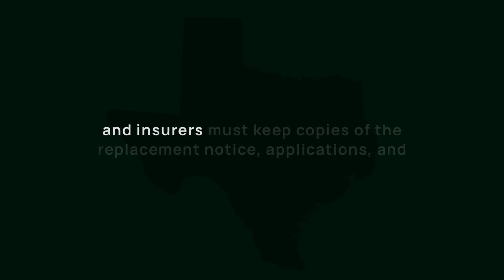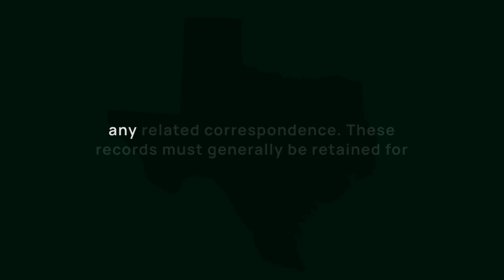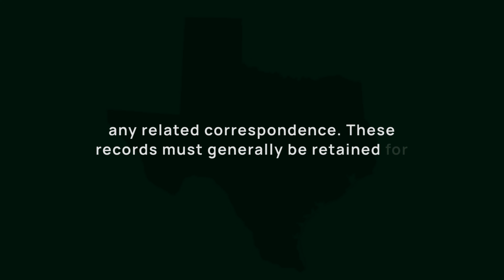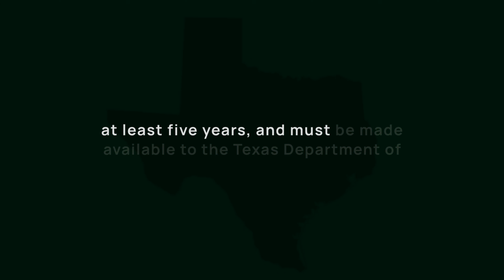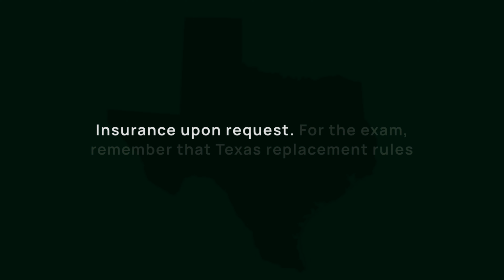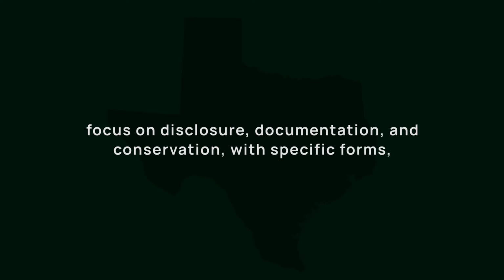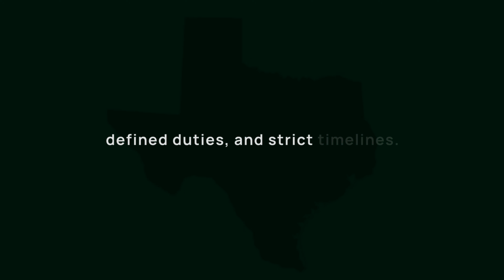Agents and insurers must keep copies of the replacement notice, applications, and any related correspondence. These records must generally be retained for at least 5 years and must be made available to the Texas Department of Insurance upon request. For the exam, remember that Texas replacement rules focus on disclosure, documentation, and conservation, with specific forms, defined duties, and strict timelines.